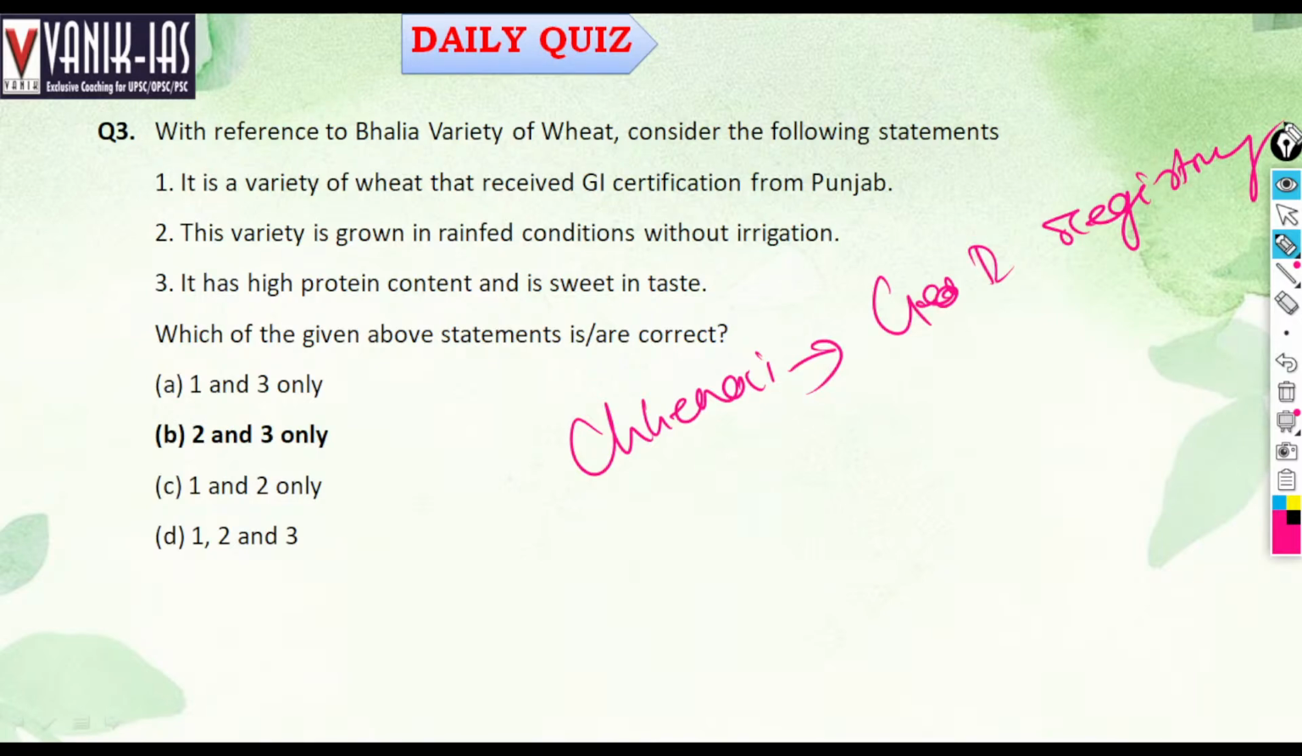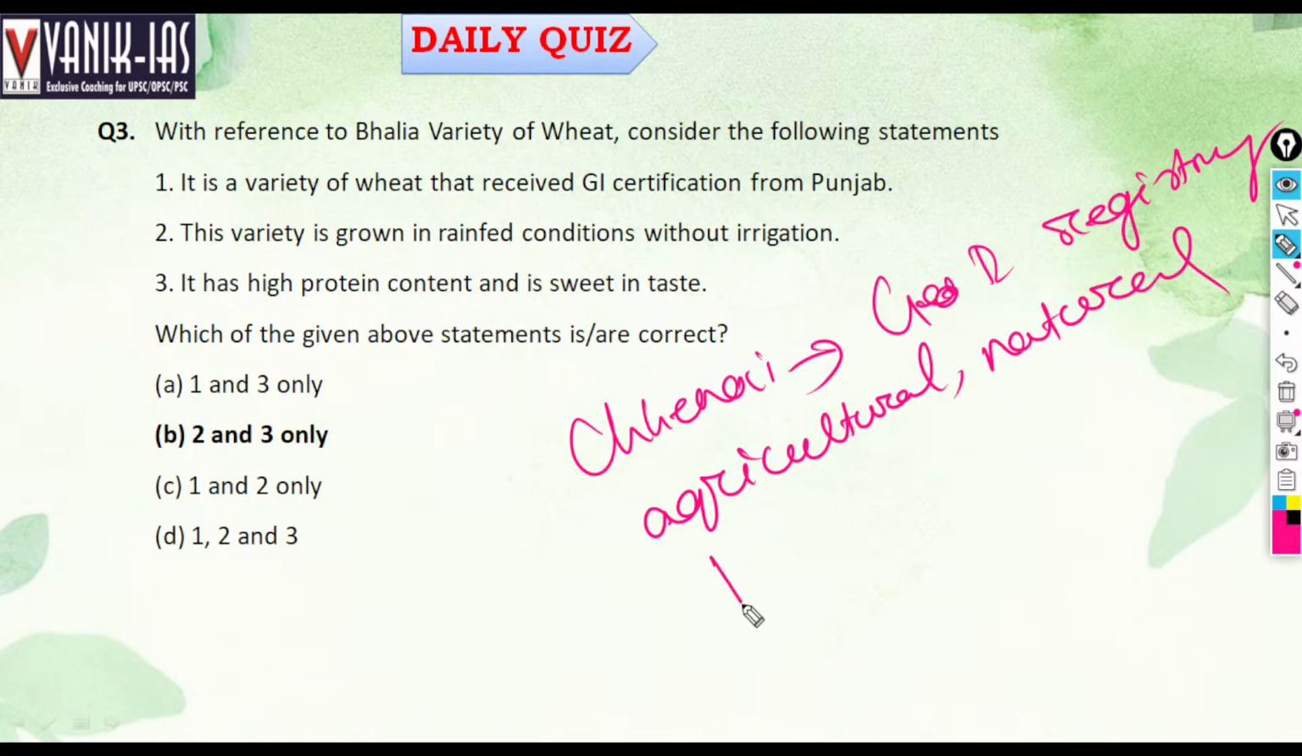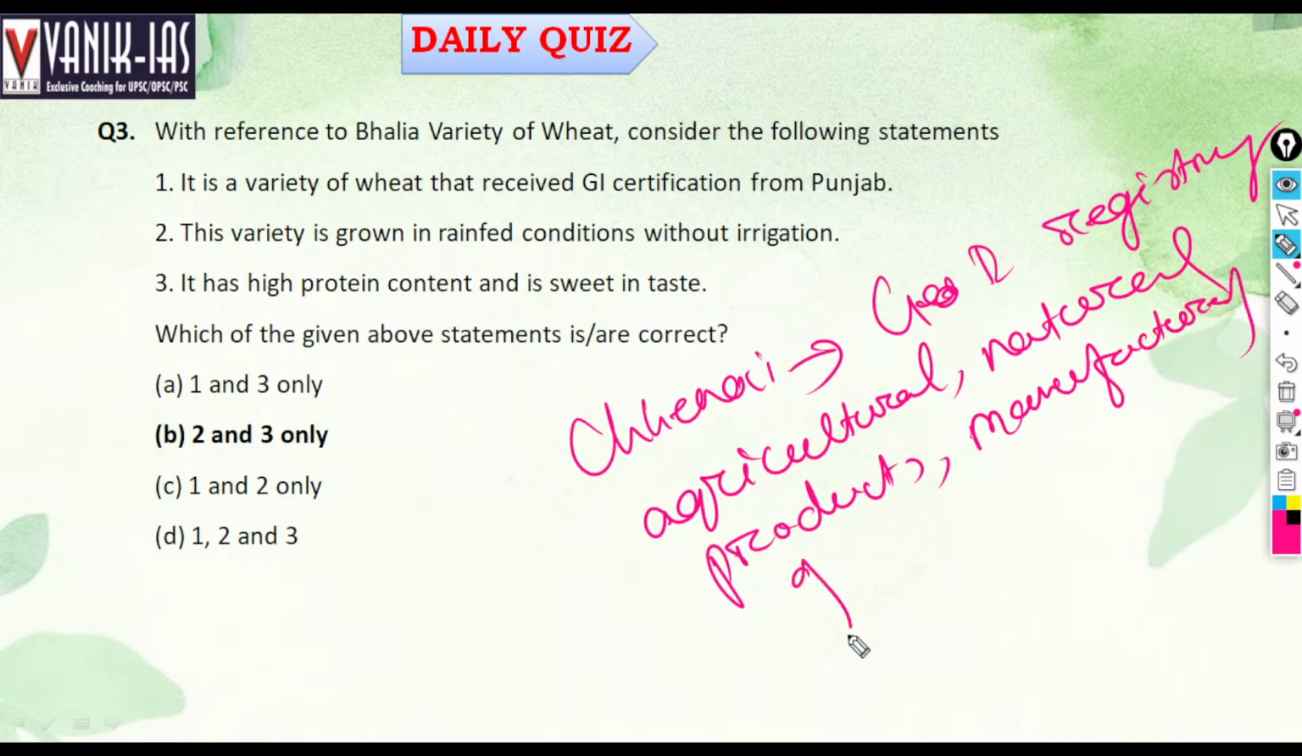And what are the goods that are covered under the GI tag? That may be agricultural products, that may be natural products, or that may be manufactured goods. Manufactured goods that belong to a particular area can be given geographical indication. It is one type of patent, right?